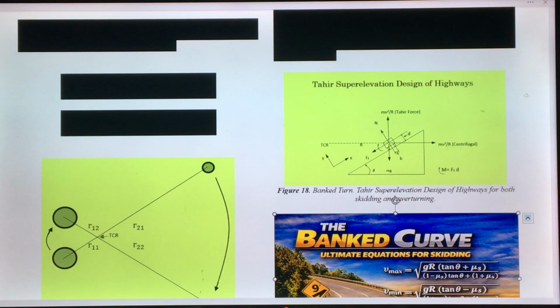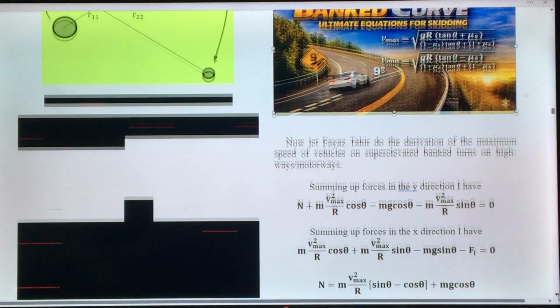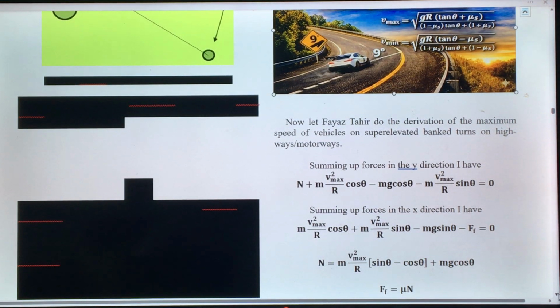Guys, in this video I will derive the maximum and minimum velocities for skidding and overturning for super elevation design of highways. Okay, the figure that I will use is figure 18 that you can see on the screen. Bank turn, Tahir super elevation design of highways for both skidding and overturning. The two equations for skidding you can see on the screen, Vmax and Vmin. We will derive these equations.